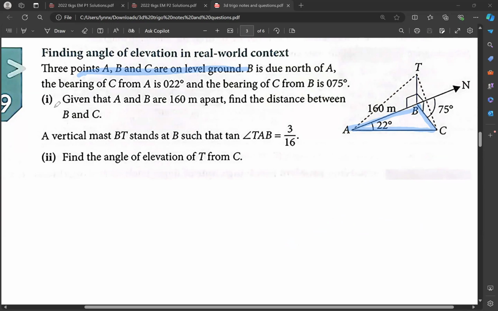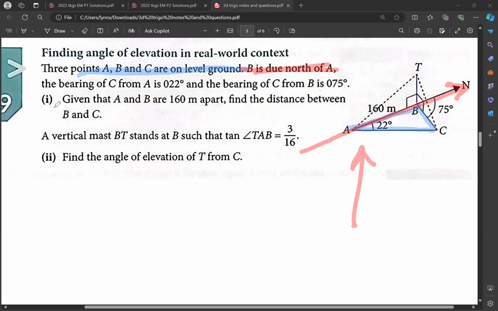Now, they say that B is due north of A. Now, this is very tricky. B is due north of A. You all learn bearings, right? Do you notice that this compass right now is not like that? Because remember, the compass that I teach you is always pointing upwards. But for this case, the compass is pointing sideways. Correct or not? So this is something that you all need to take note of.